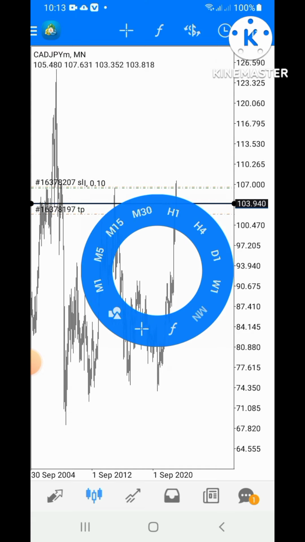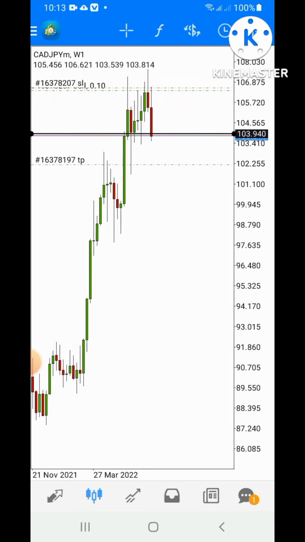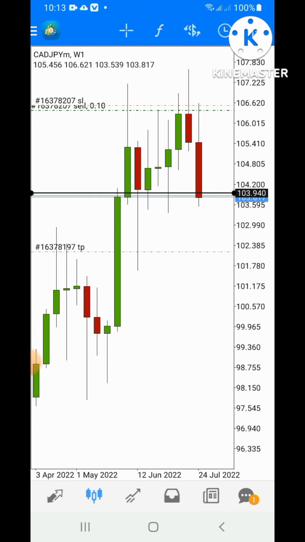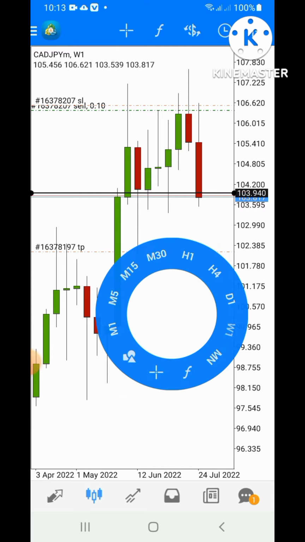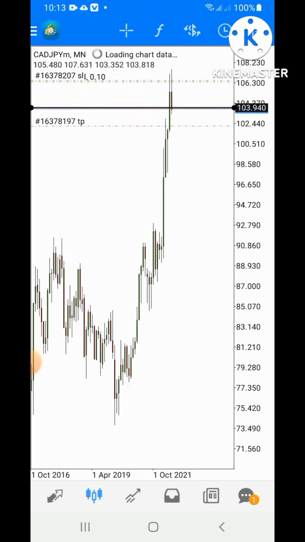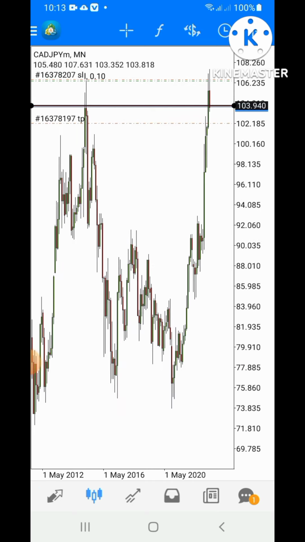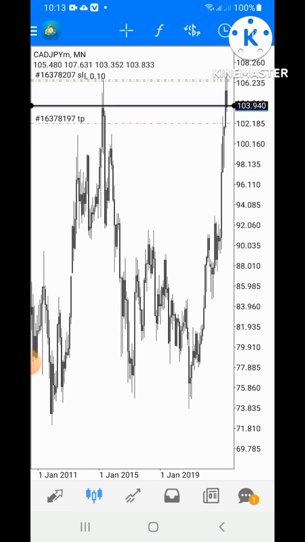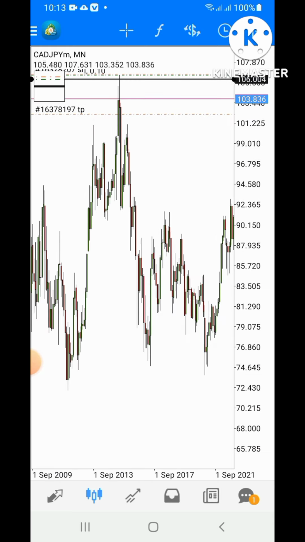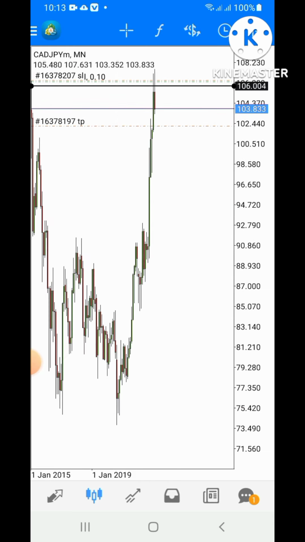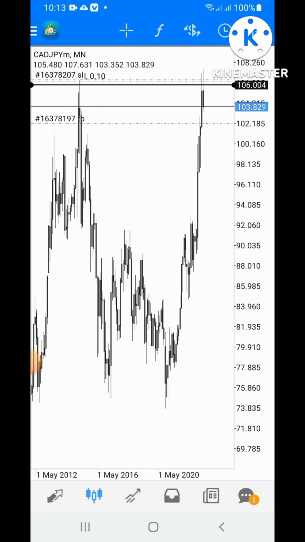Okay, now come to weekly. If you look at weekly also, it's not all that convincing. Just a moment. No, I really didn't mark it well. Sorry, you have to mark up to the rejection price. Yeah, something like that. Okay.